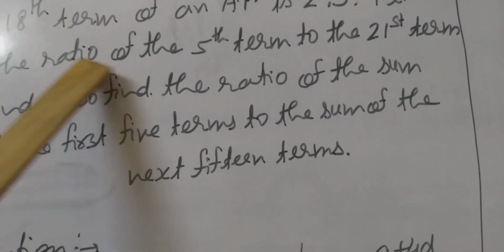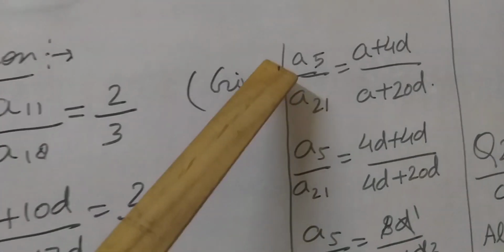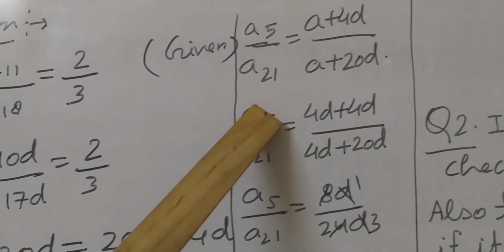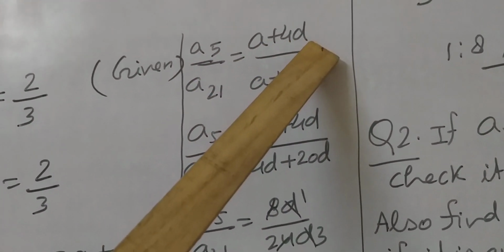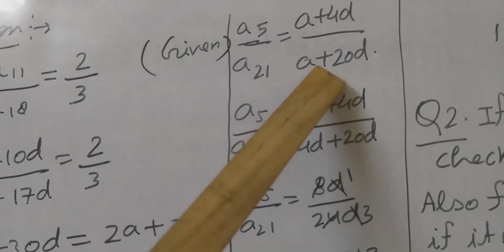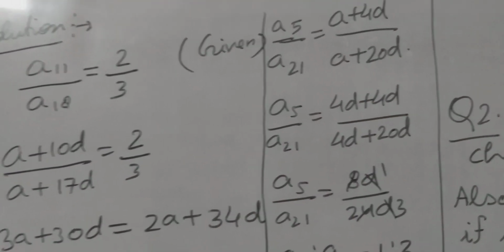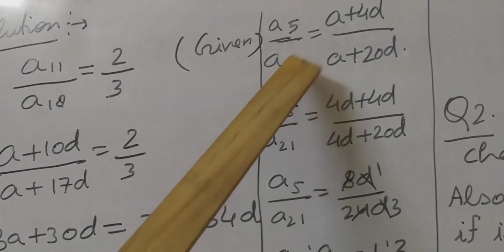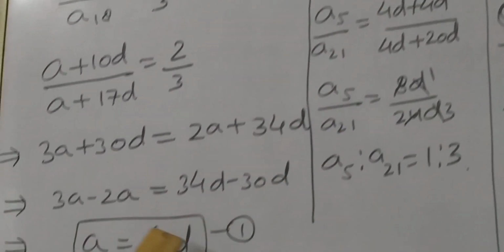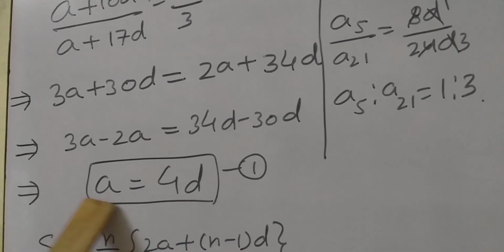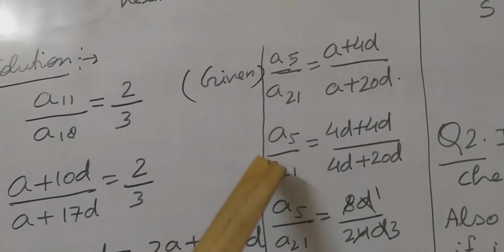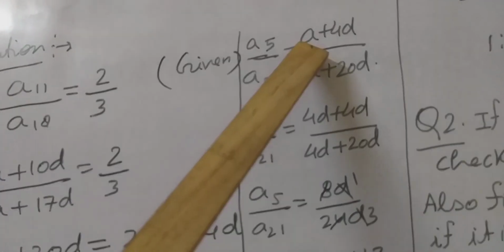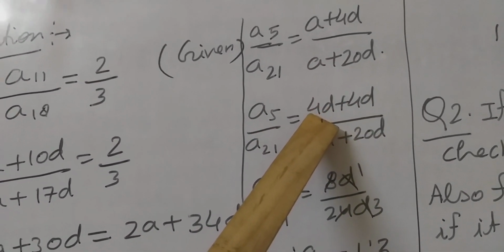Now we have to find the ratio of 5th term to the 21st term. So students, we have to find out A5 upon A21. A5 can be written A plus 4D. A21 can be written A plus 20D. Now we are going to put the value of A from equation number 1. At the place of A, we can put 4D.